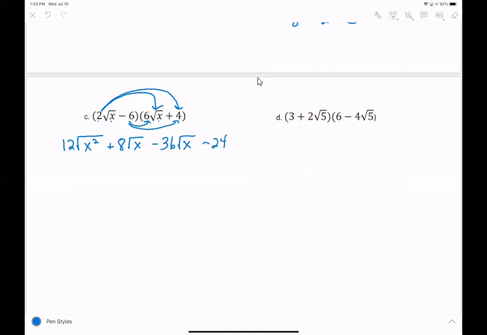We can simplify by combining like terms, but we can also, if you go back to a previous lesson, the square root of x squared we can break down into just x, since it's a perfect square. Then we're going to combine these inner and outer terms here, because they both have an x under the radical. So we're going to say 8 minus 36, which is a negative 28. We just bring down the square root of x, and then we bring down the minus 24.